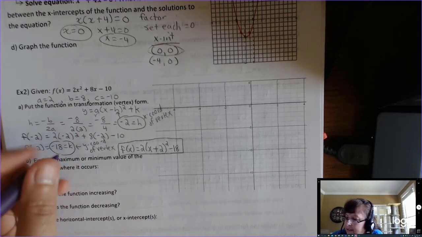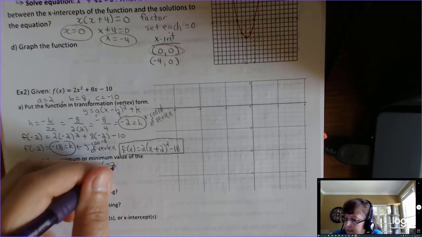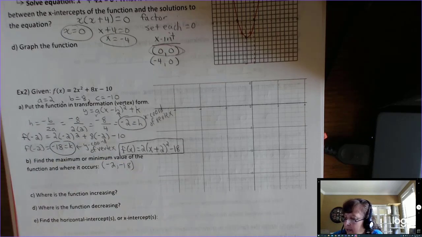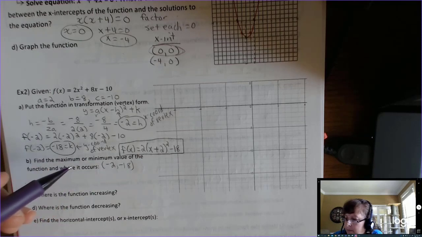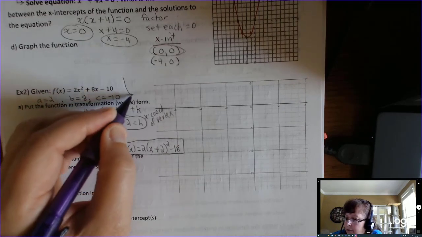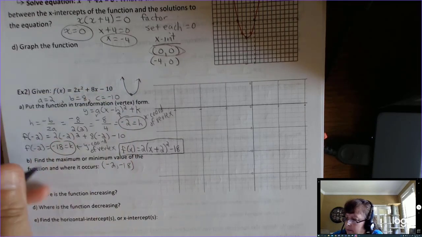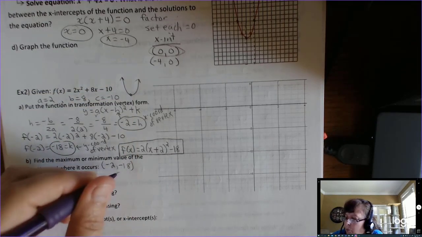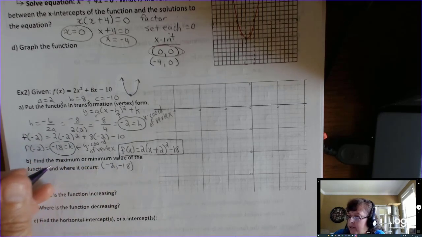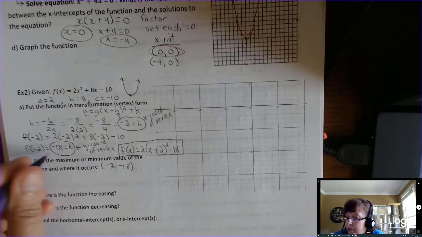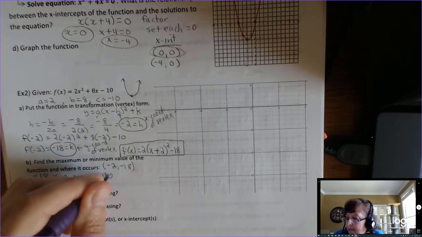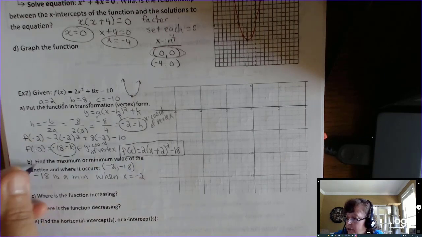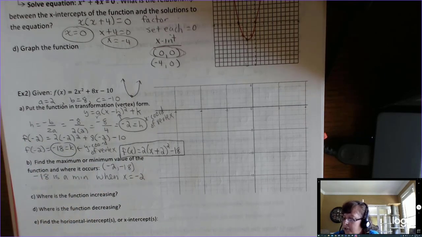The vertex is negative 2, negative 18, but I just worded this a little differently to remind you. Find the maximum or minimum. First of all, is this a maximum or minimum? Well, this 2 is positive, so it opens up, so the vertex is a minimum. So this is a minimum. And remember, the y coordinate, y value is what the minimum of the function is. It's the lowest value of the function. So negative 18 is a minimum, and it happens when x equals negative 2. So I just worded that a little bit differently so you could remember that y is the minimum.